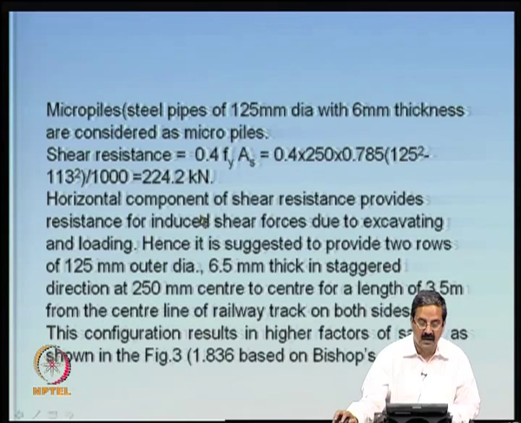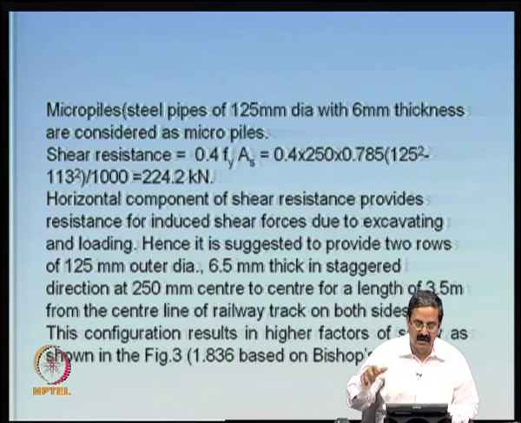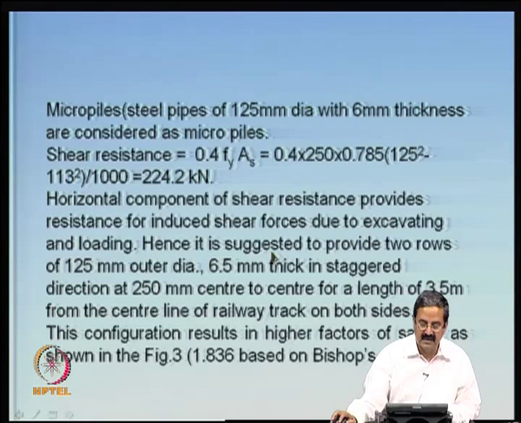So the horizontal component of the shear resistance provides resistance for induced shear forces due to excavating and loading. The moment you start excavating, there is a tendency to fall, and there is also a load because of the traffic. So what I suggested was two rows of micropiles; the length and the diameter are known. When I made the calculations, it gave a factor of safety of 1.836 compared to 0.2 earlier. This is the type of diagram that you get.